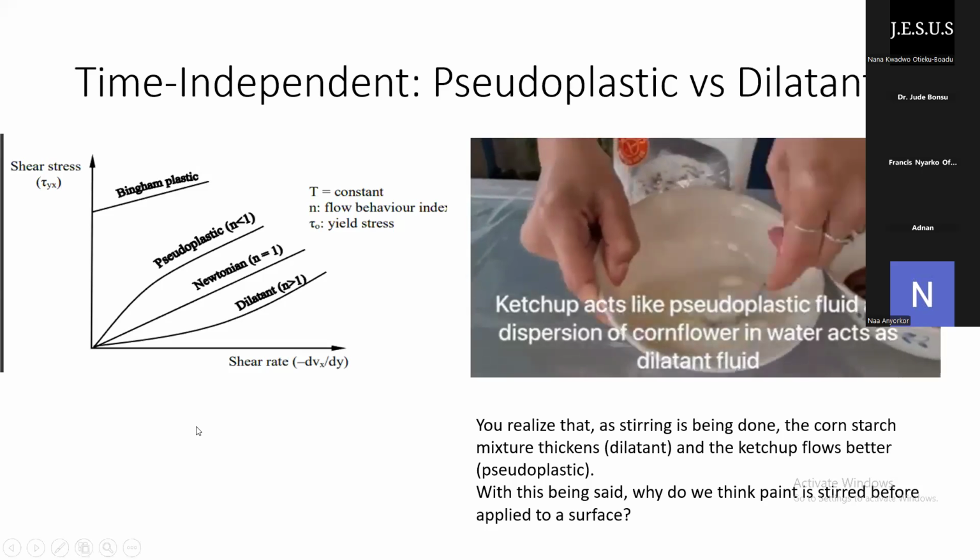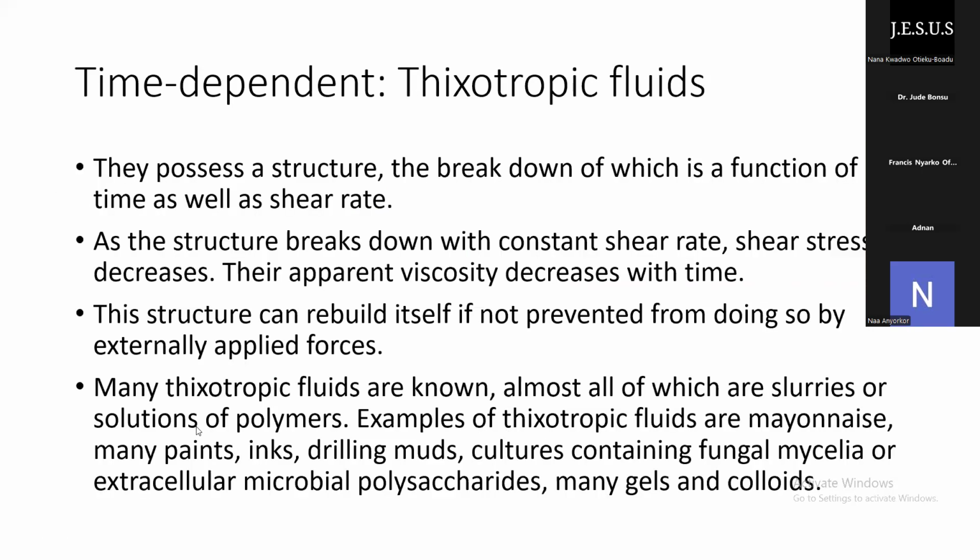Okay, so now we are moving on to the time dependent fluids. I mentioned two of them: the thixotropic fluids and then the rheopectic fluids. Time dependent fluids possess a structure, the breakdown of which is a function of time as well as shear rate. The time here is the duration of the shear stress. We classify them into two: either the viscosity increases with time or decreases with time. When it decreases with time, it's called thixotropic, and when it increases with time, it's called rheopectic.